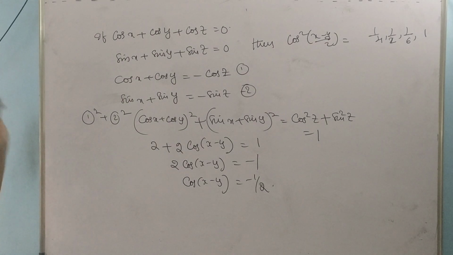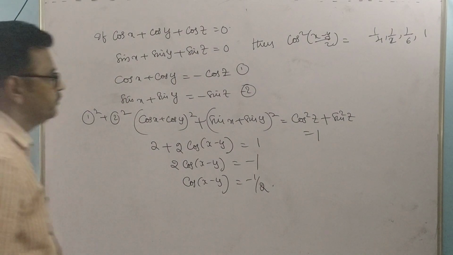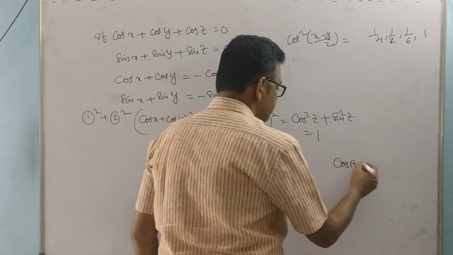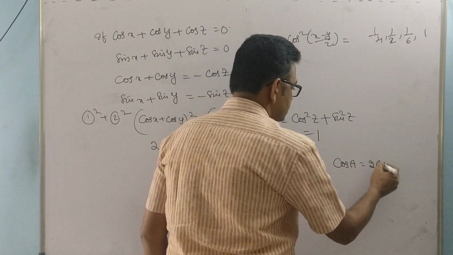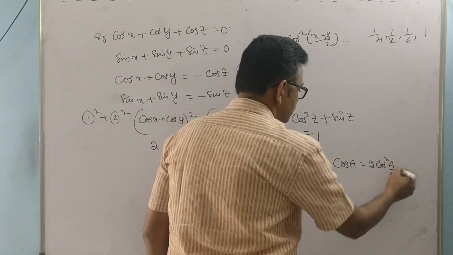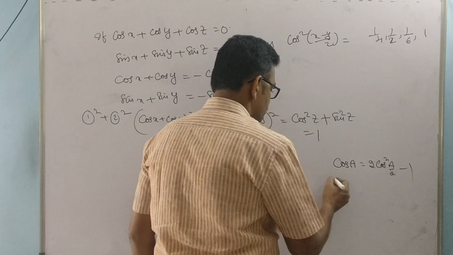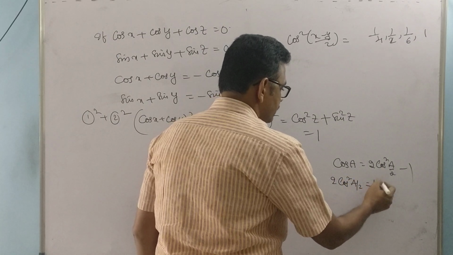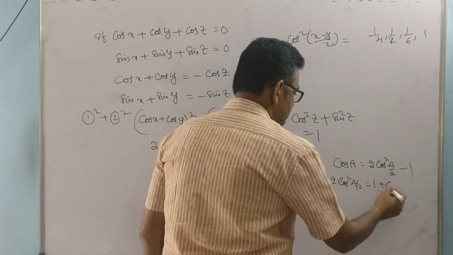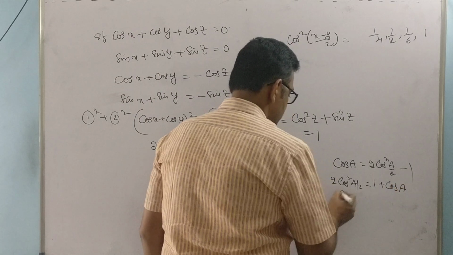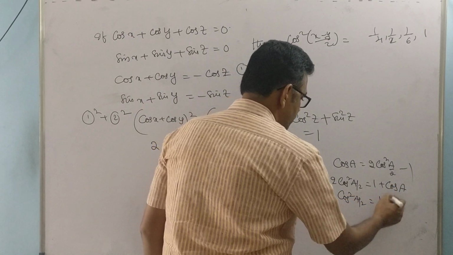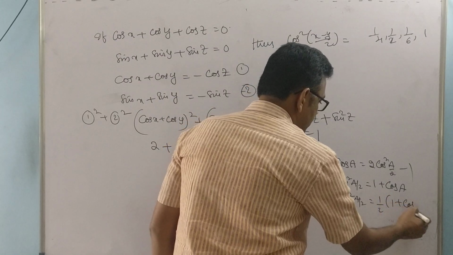So you have to find the value of cos square of (x minus y) by 2. What is the cos A formula? 2 cos square A by 2 minus 1. So 2 cos square A by 2 is equal to 1 plus cos A. So cos square A by 2 is equal to 1 by 2 of (1 plus cos A).